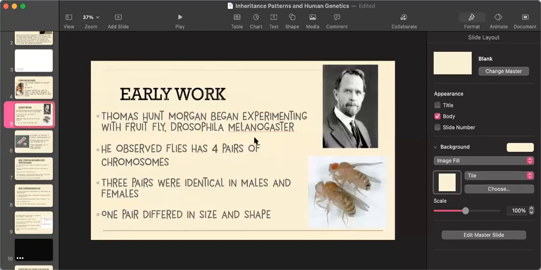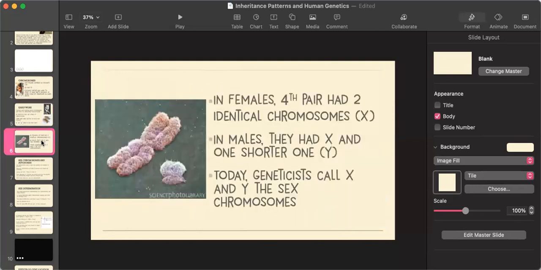This video is going to be about sex-linked traits, and we're going to start with Thomas Morgan, who did experiments on Drosophila melanogaster. These are the fruit flies that I've talked about before, I think in an earlier video. He observed that the flies have 4 pairs of chromosomes. 3 pairs were identical in males and females, but there was 1 pair that were different in size and shape, and that's when the X and Y chromosomes were developed.